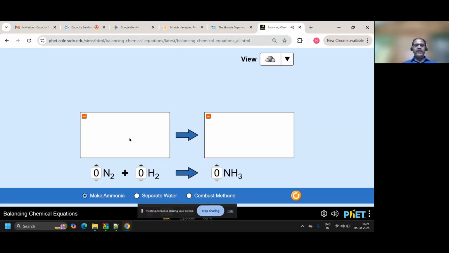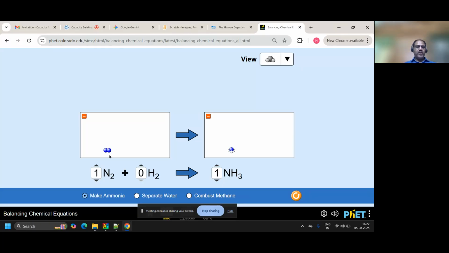It says 0 N2 plus 0 H2 leads to 0 NH3. I want to balance this, and there are different ways. First, let us do it this way. Suppose I say 1 N2, and then I increase it to 1 NH3. Now it shows this molecule is an ammonia molecule, 1 NH3.